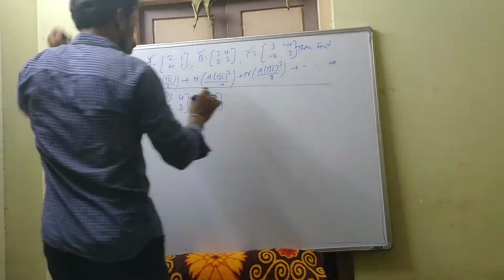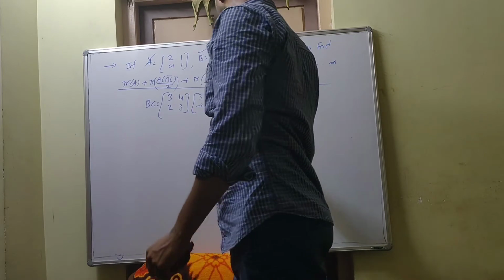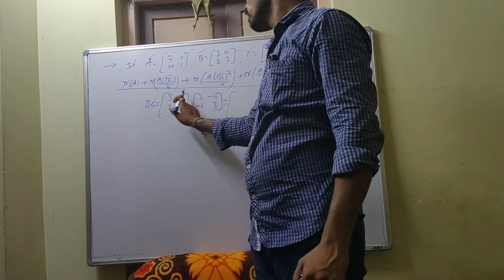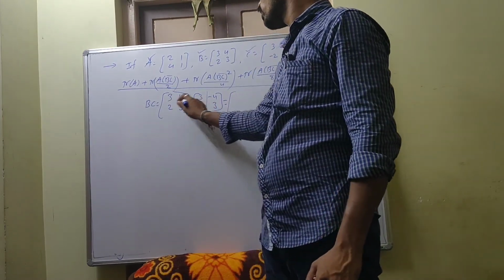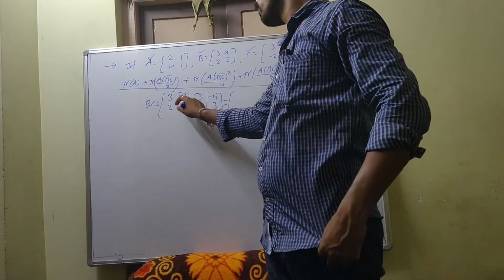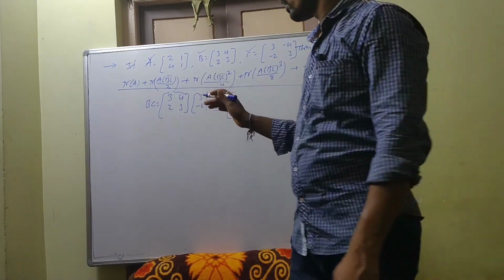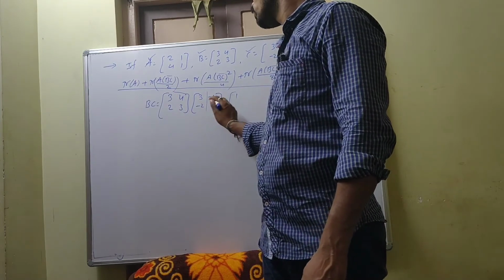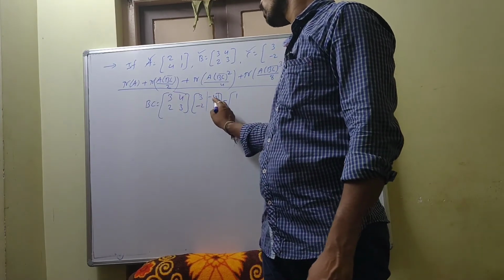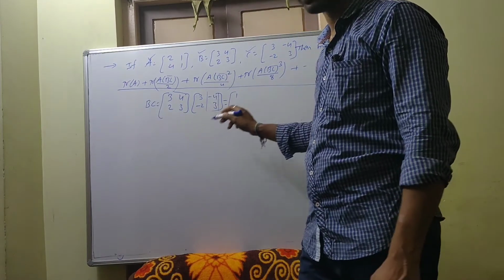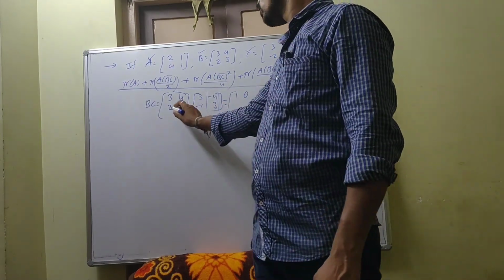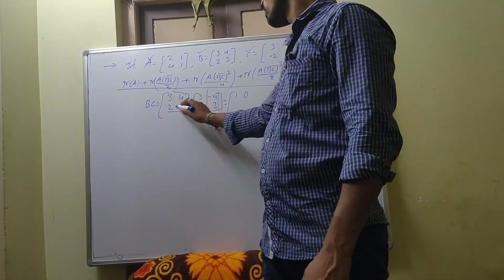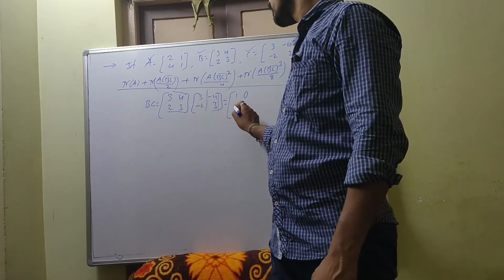Directly you can write: 3 3s are 9, this row to this column. What do you get? 3 3s are 9 minus 4 2s are 8. Okay, 9 minus 8, 1. Next, the second column: 3 into minus 4, minus 12, 4 into 3, plus 12. Minus 12 plus 12, 0. Next, this row to this column. 2 3s are 6, minus 6, that is also 0.